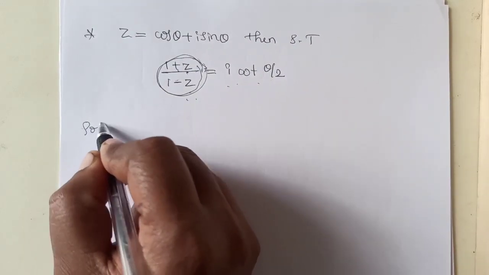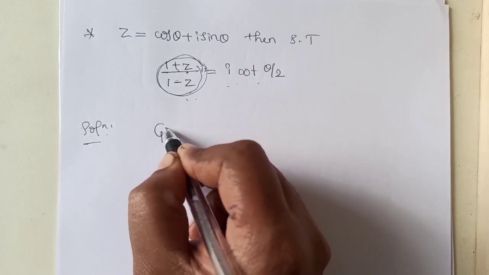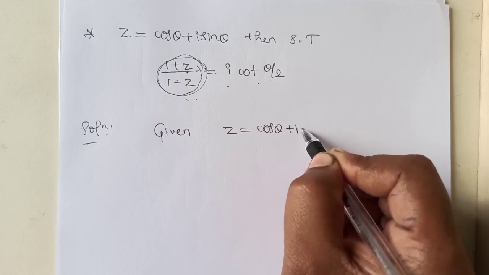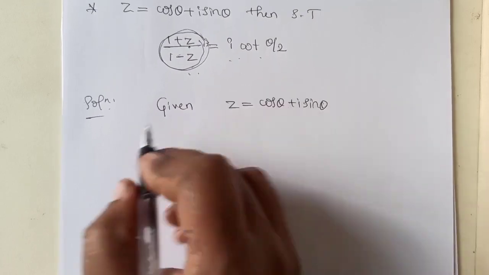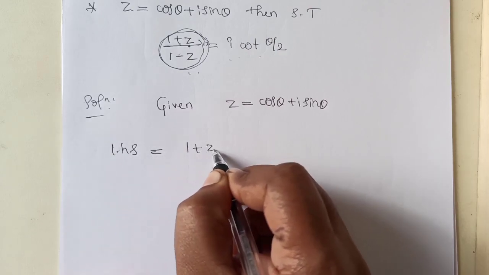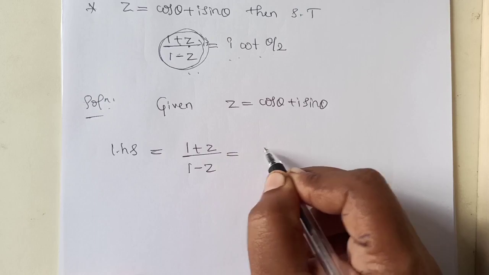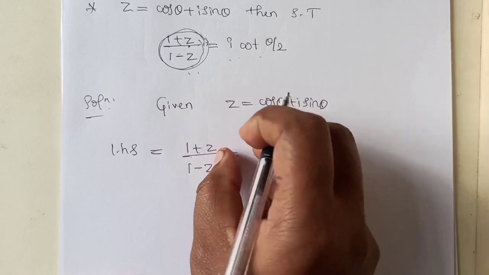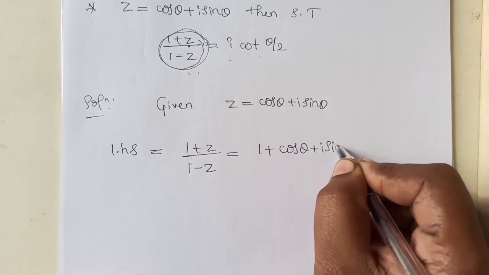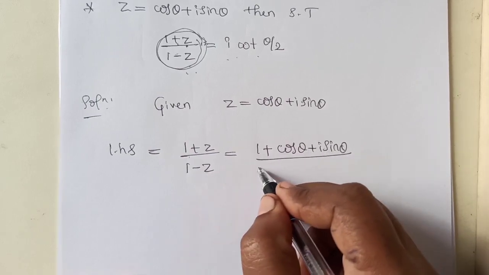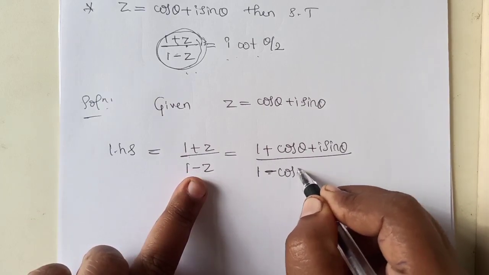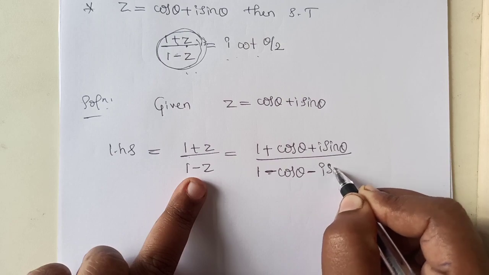Solution. Given z equals cos theta plus I sin theta. Okay. So now consider LHS equals 1 plus z divided by 1 minus z, which is equal to 1 as it is. So substituting the z value, we get 1 plus cos theta plus I sin theta divided by 1 minus z. So we get 1 minus cos theta minus I sin theta.